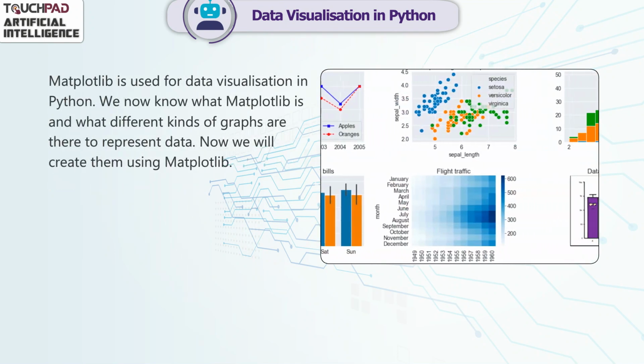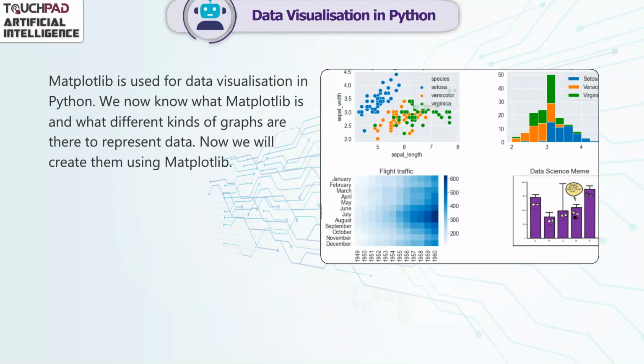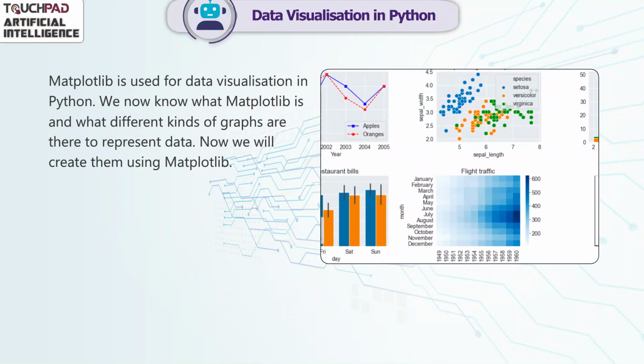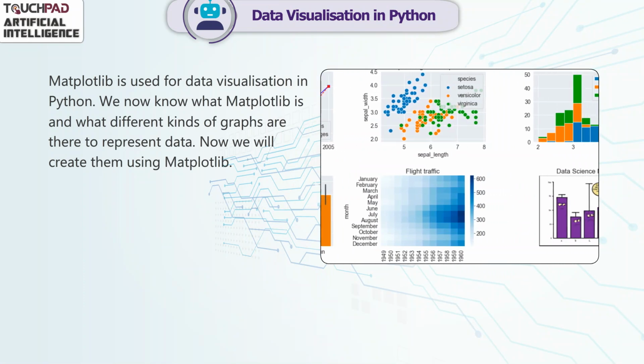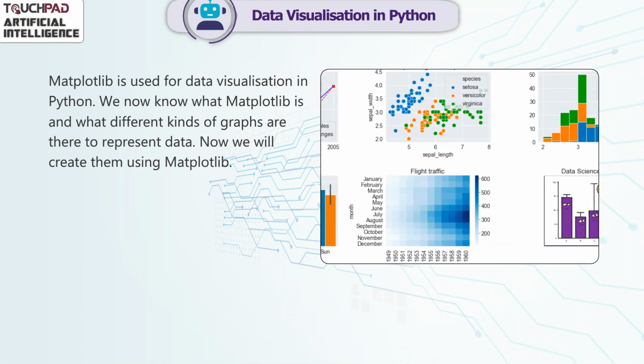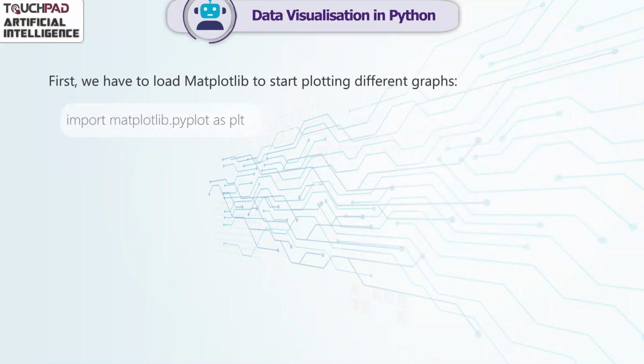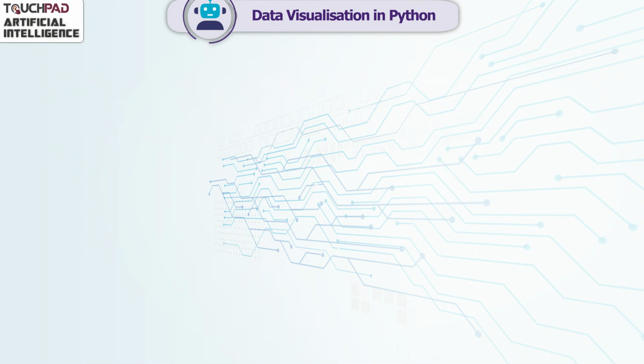Matplotlib is used for data visualization in Python. We now know what Matplotlib is and what different kinds of graphs are there to represent data. Now we will create them using Matplotlib. First, we have to load Matplotlib to start plotting different graphs.